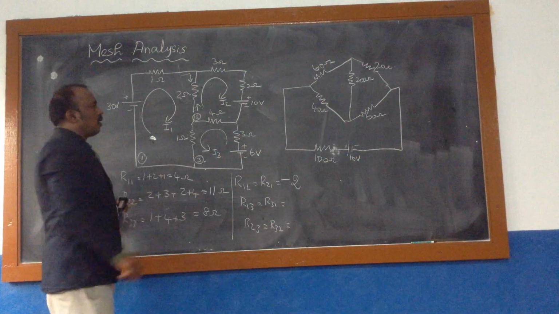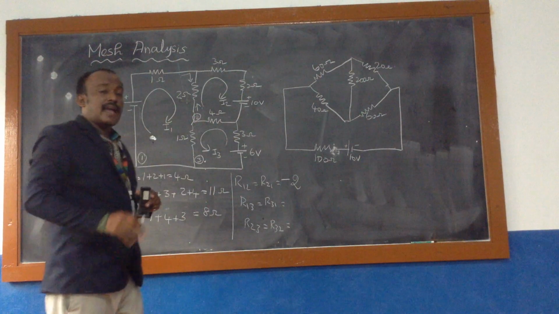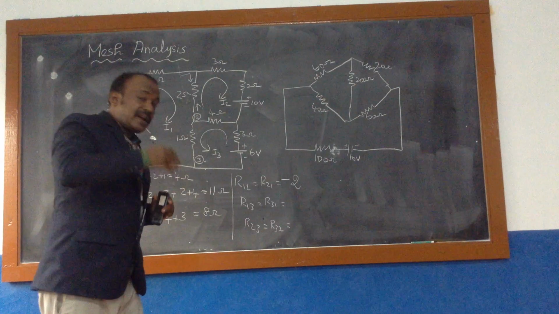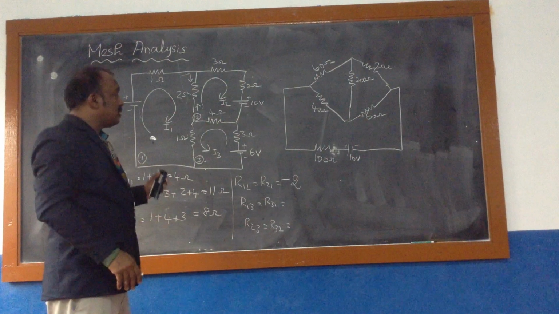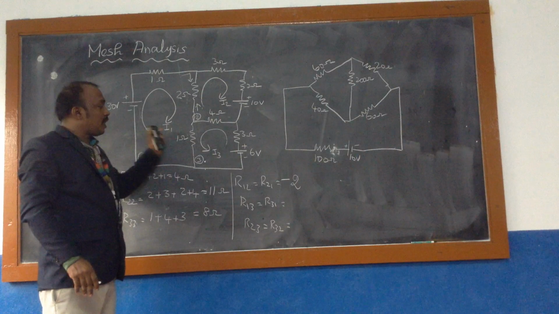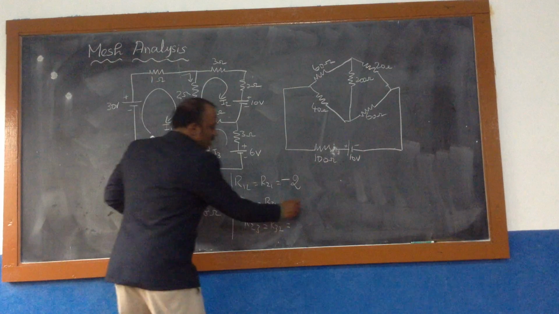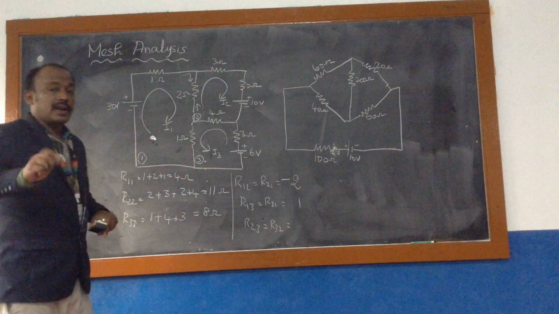Come to this R13. In the previous problem there was no common resistance between the first loop and the third loop. But when you are considering this diagram, the first loop and third loop have a common resistance of 1 ohm. So you have to put what value? 1 ohm. And the positive or negative is important.